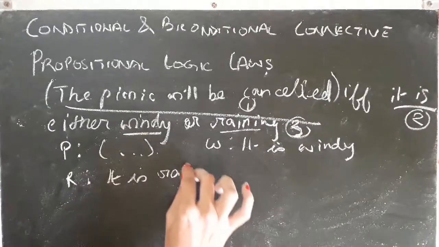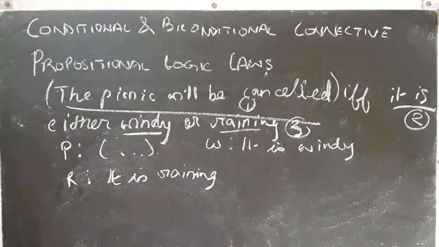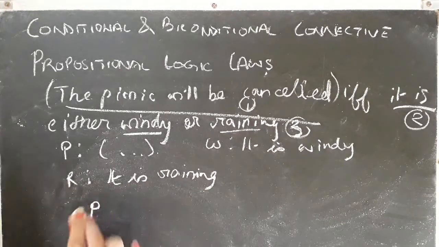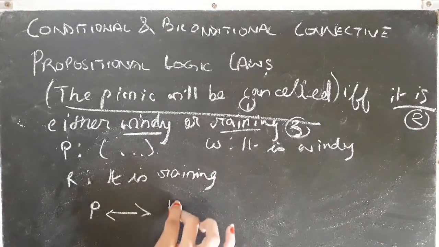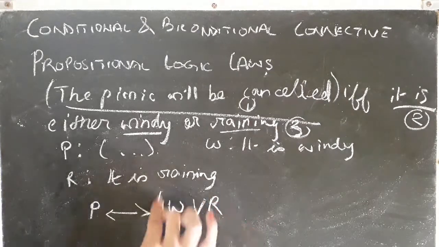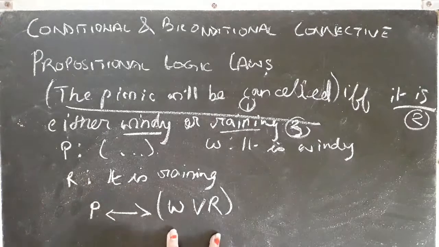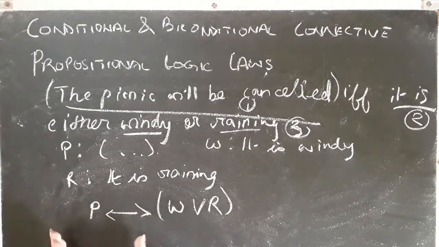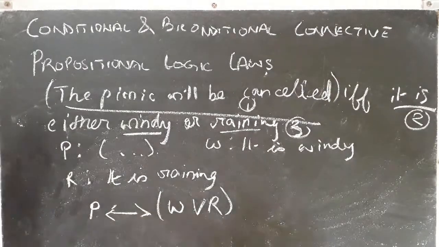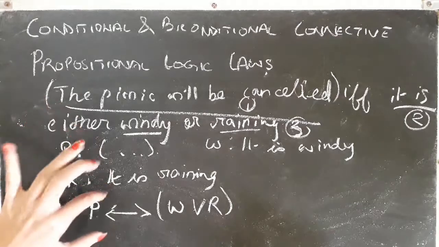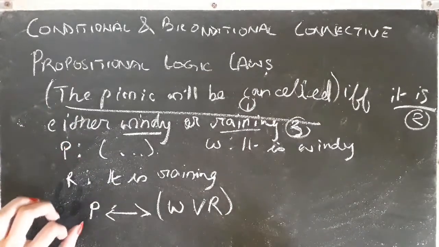Now how can we write this in the form of a biconditional statement? The picnic will be cancelled if and only if it is either windy or raining. Remember to put the brackets here, otherwise the meaning of the statement will obviously change. So this is how we can translate a sentence in the form of a biconditional statement.